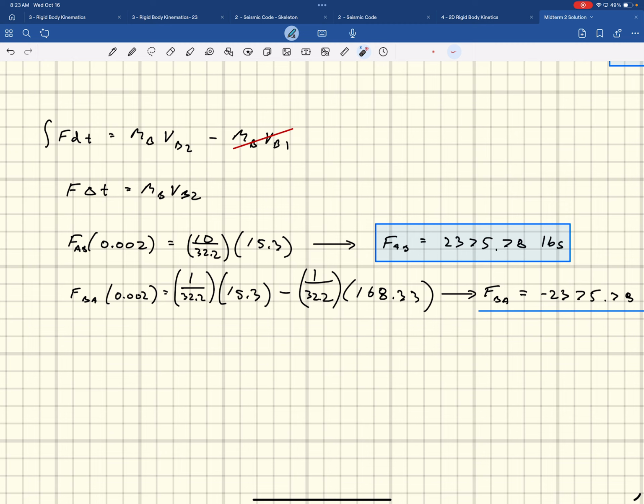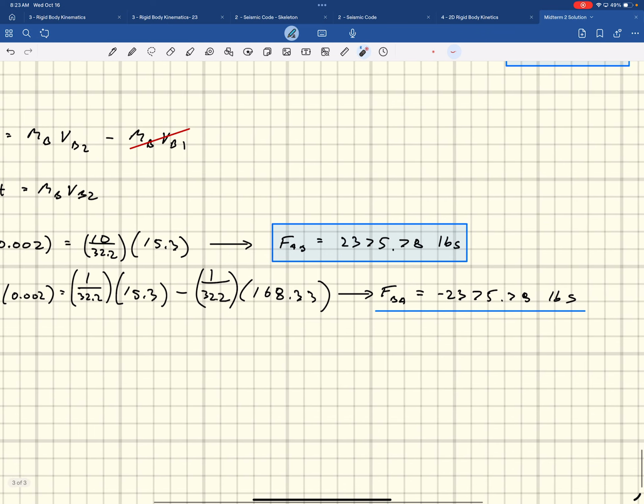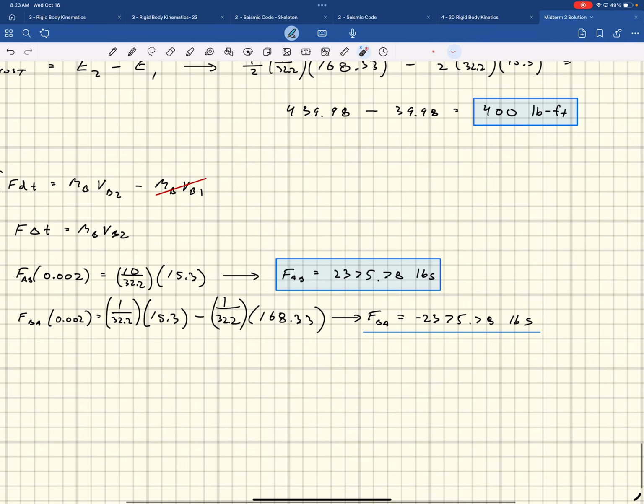So I could figure out what kind of force would be required to do that. Or you could look at it in terms of what B does to A. Well, B would cause A to go from 168.33 feet per second to 15.3 feet per second. And so either way, you should get that those things are equal and opposite to each other. And so the answer there is 2375.78.